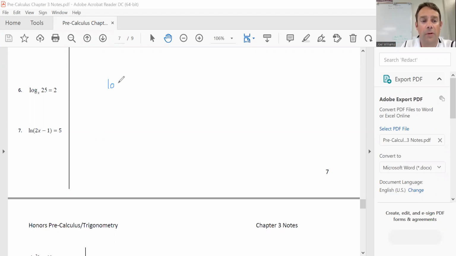So this time I have a variable for my base. So log of base x of 25 is 2. So I'm stuck in log form. I can go to exponential. So the base is always the base and the numbers switch sides.